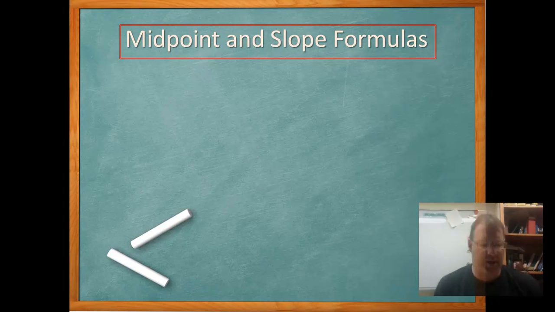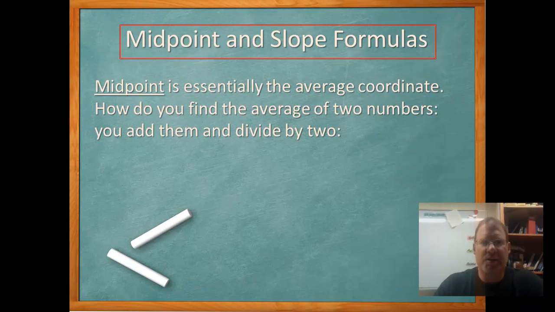Okay, next section is on midpoint and slope formulas. Midpoint is essentially the average coordinate, your average x, your average y. We are talking about the midpoint of a segment. So our average x is going to be the x coordinate from each of the endpoints, and the y would be the y coordinate of the endpoints.